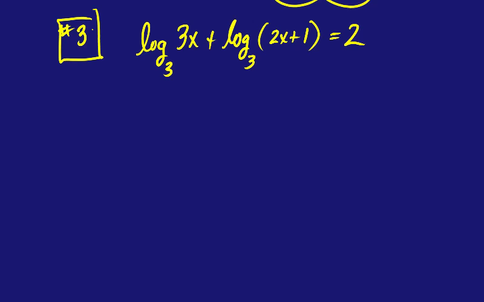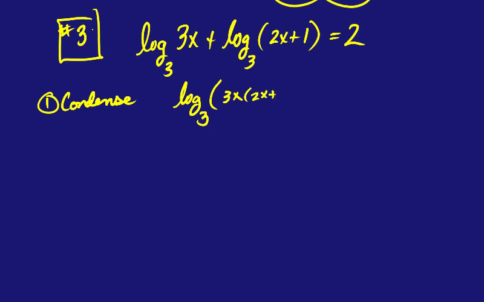So if you want to end up rewriting this as an exponential, you're going to have to bring the two logarithms together. So in these kind of situations, what you're going to try to do is you're going to try to condense. Right? So if I see addition in the middle, that means I'm going to multiply the two things that are inside the logarithms. So that's going to be log base 3 of 3x times 2x plus 1. I want to multiply those two things together. We should only have one logarithm, right, when we condense. That's going to equal 2.